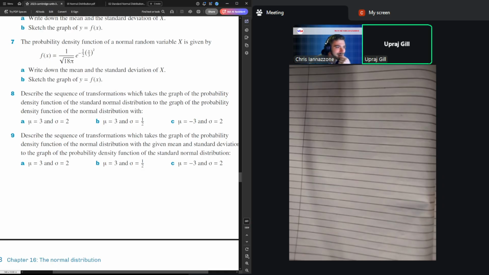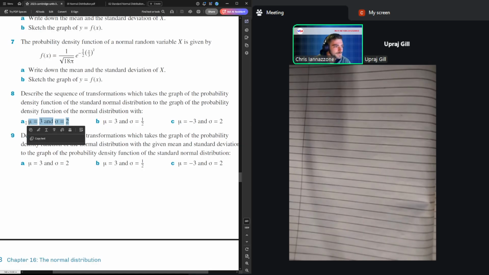Okay. So we're going from the graph of the probability density function of the standard normal to the normal. So we're starting at standard normal, which means mean zero, standard deviation of 1, and we want to get to the regular normal, which has a mean of 3 and a standard deviation of 2. What sequence of transformations would get us there? Okay, dilation of 2.